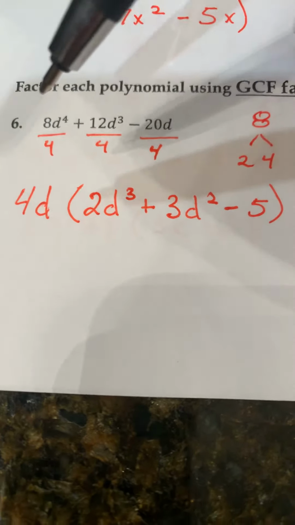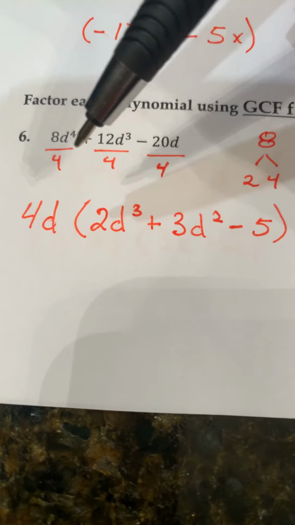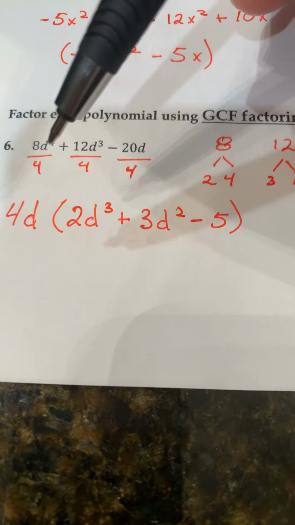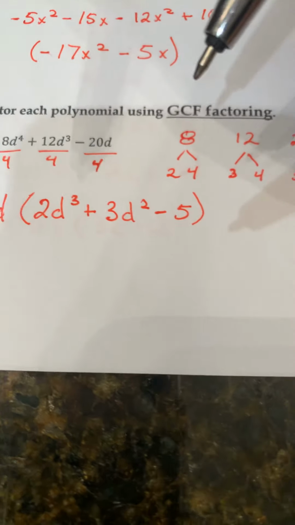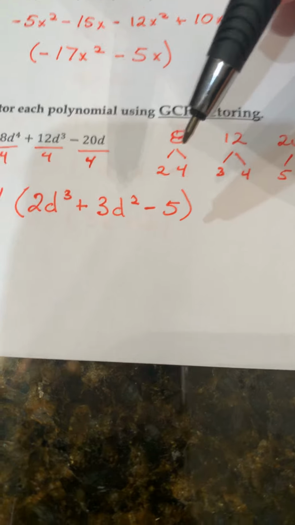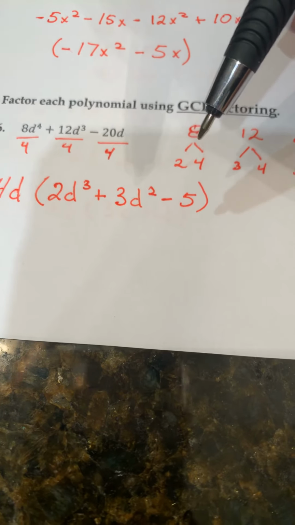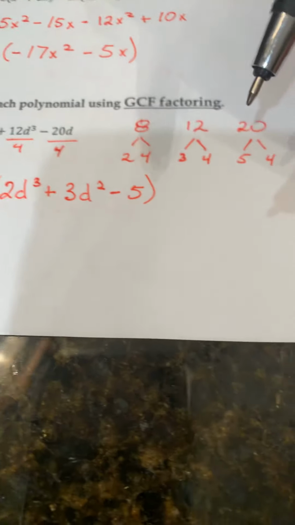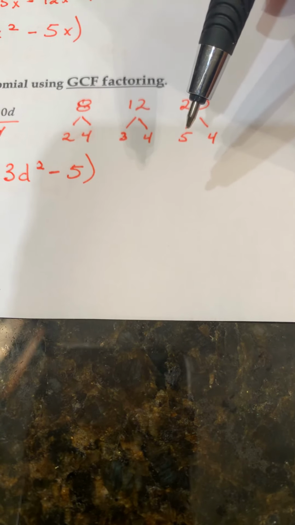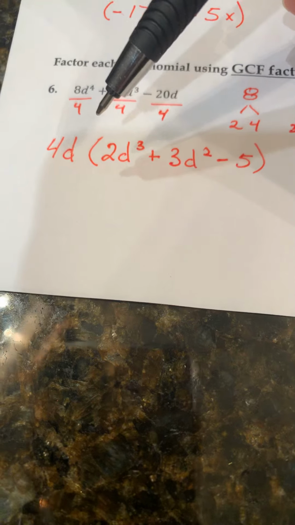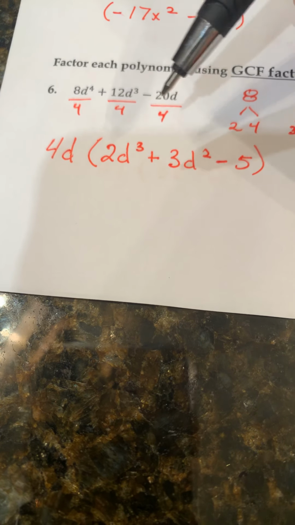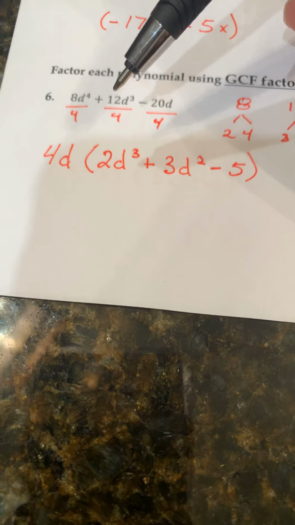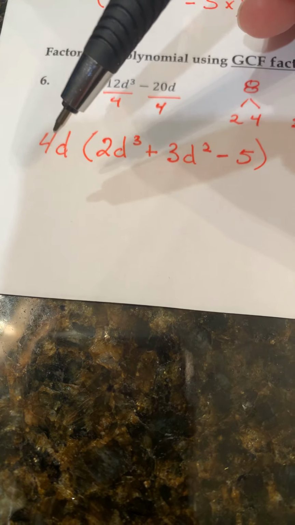On the final one, you need to get the greatest common factor that goes into all of them. So first, 4 will go into 8 2 times, 4 will go into 12 3 times, and 4 will go into 20 5 times. So you divide all by 4, and there is a d, and d cubed, and d to the 4th, so you can do 4d.